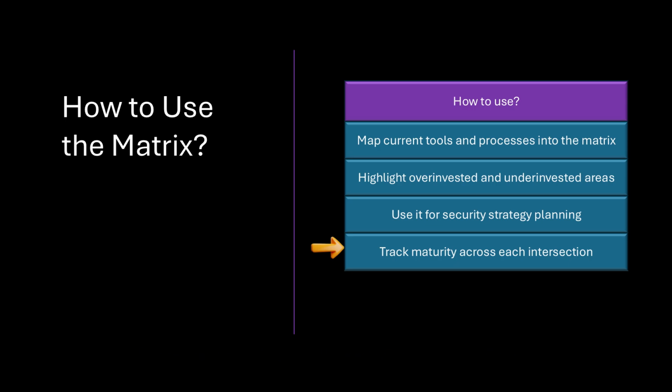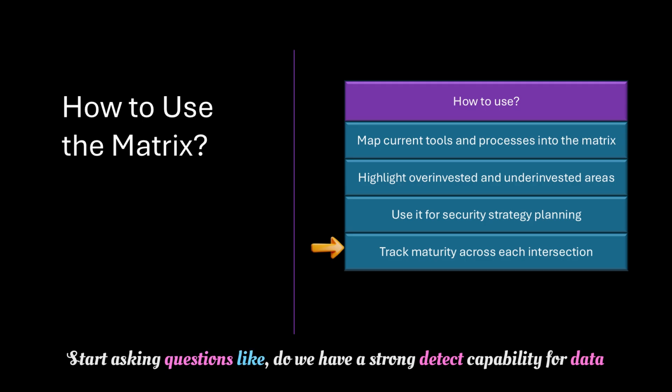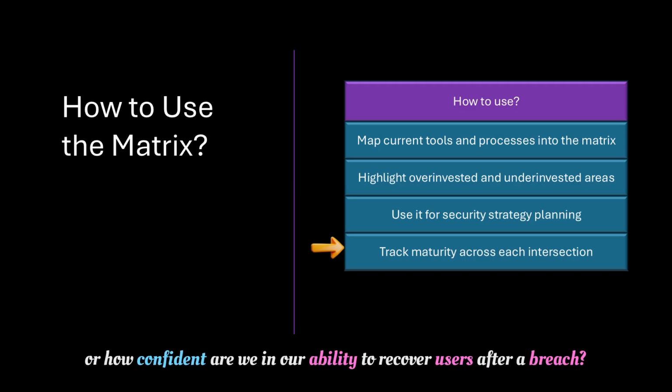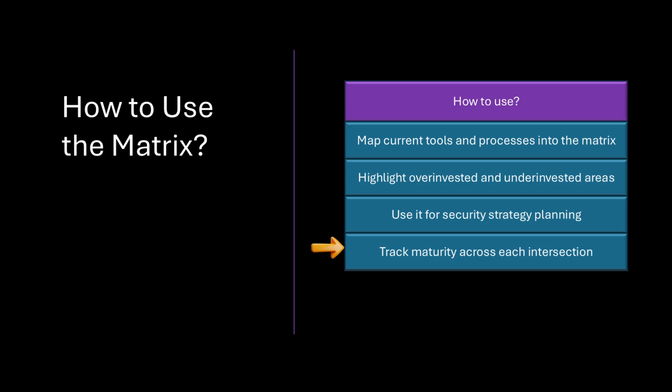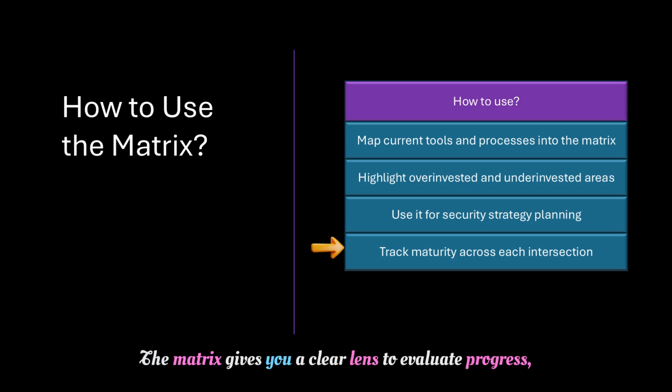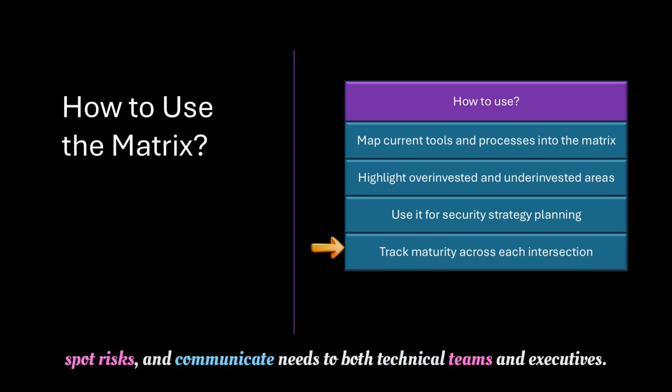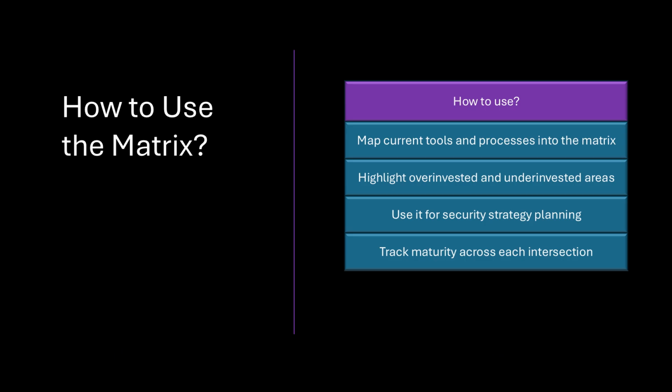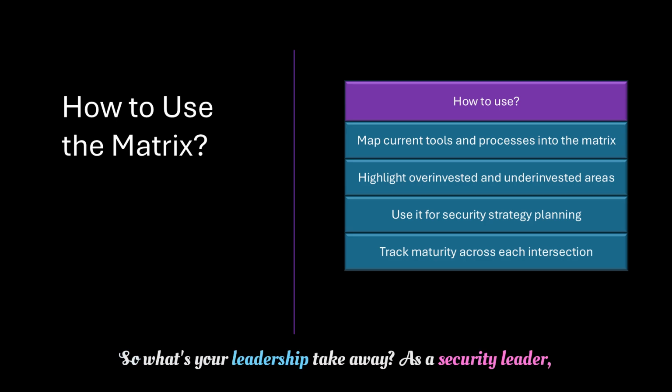across the board. Start asking questions like, do we have a strong detect capability for data? Or, how confident are we in our ability to recover users after a breach? The matrix gives you a clear lens to evaluate progress, spot risks, and communicate needs to both technical teams and executives. So, what's your leadership takeaway?